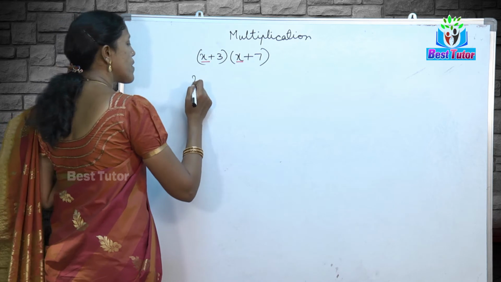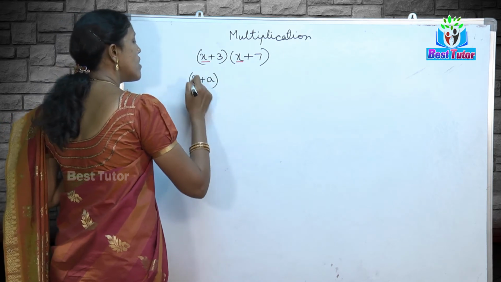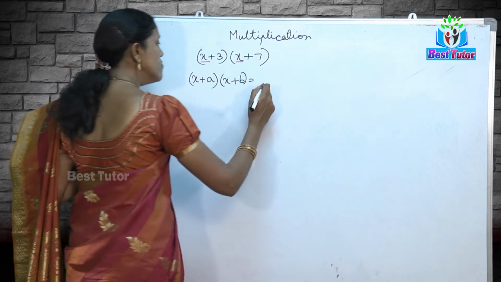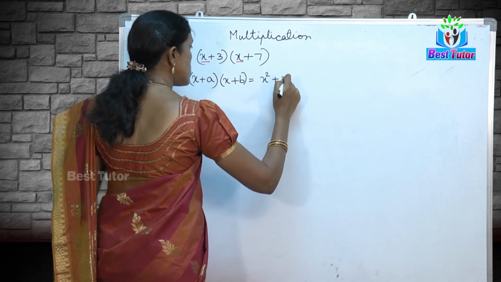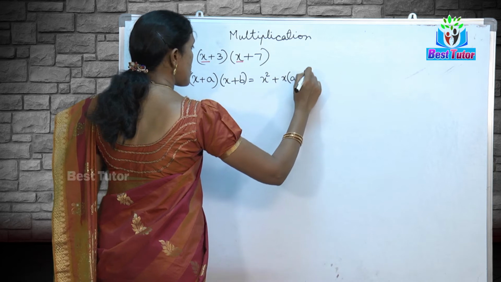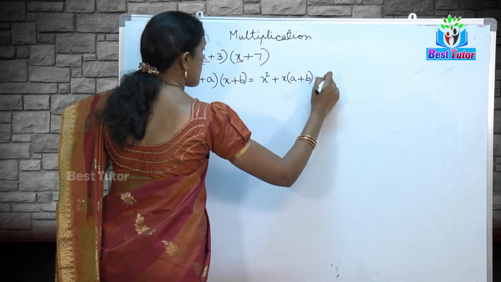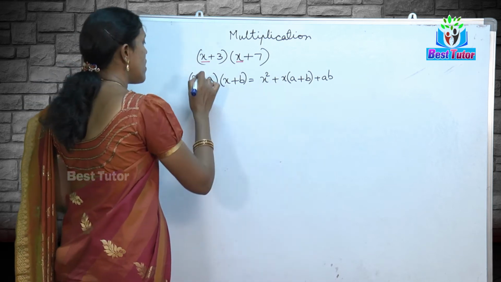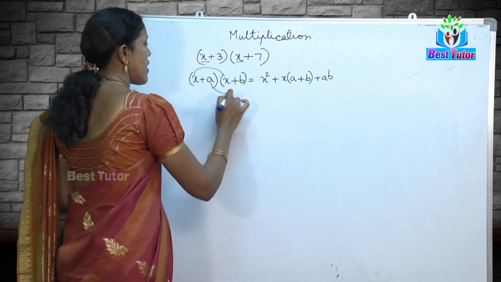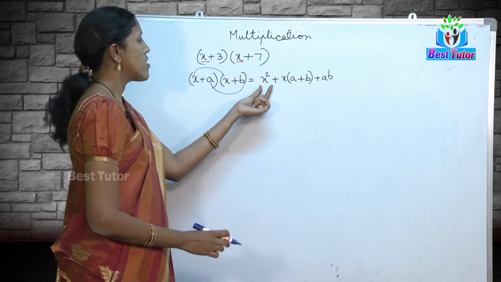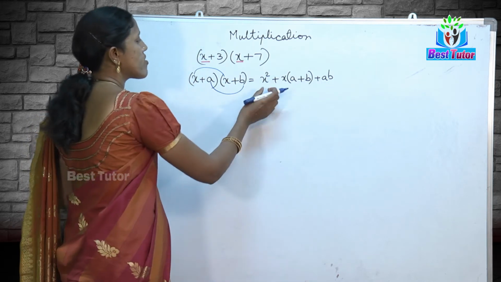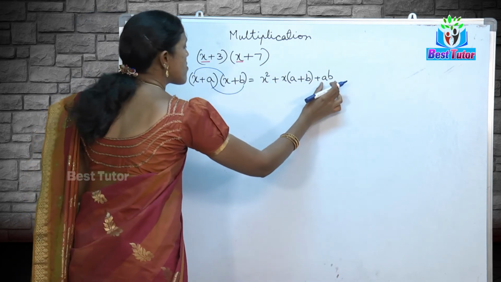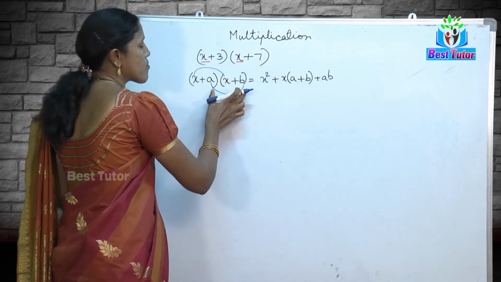What is the formula? X plus a into x plus b is equal to x square plus x into a plus b plus ab. It's very simple. How do I get the formula? X into x is x square, a into b is ab, last term. First term and last term are very clear. First term I get by multiplying the first terms of both the binomials. Last term I get by multiplying the last terms of the binomials.